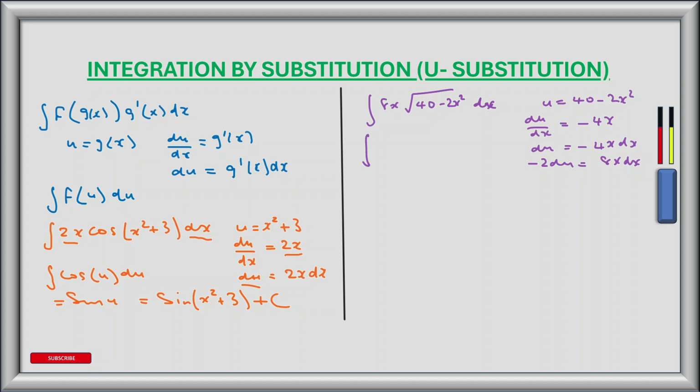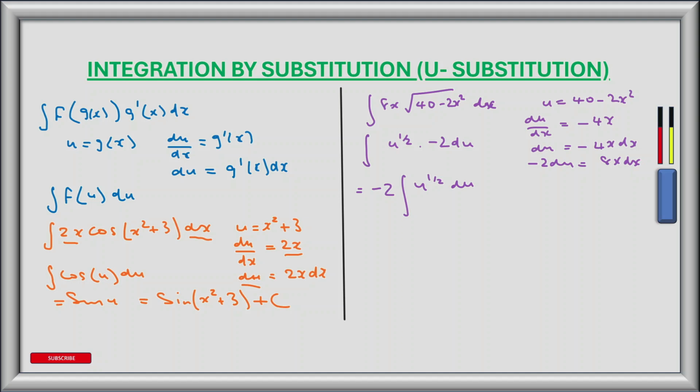So we have the integral. If we substitute for u, we have u to the power of a half multiplied by 8x dx. That's multiplied by minus 2 du. We take the minus 2 outside of the integral sign. We have minus 2, then the integral of u to the power of a half du.